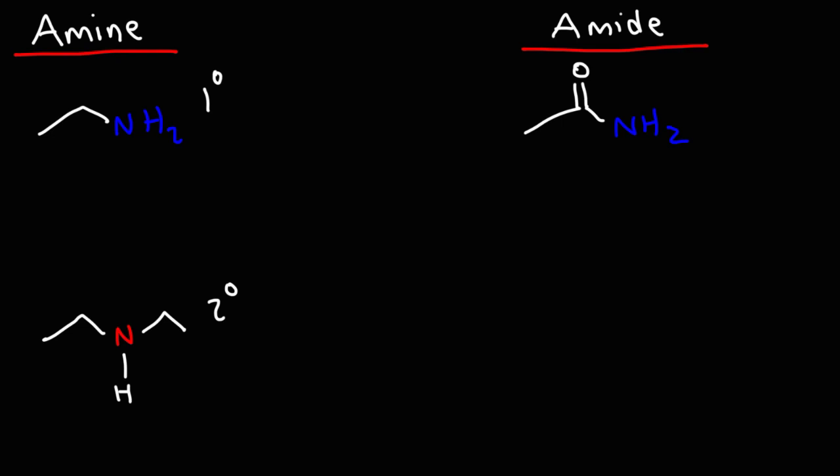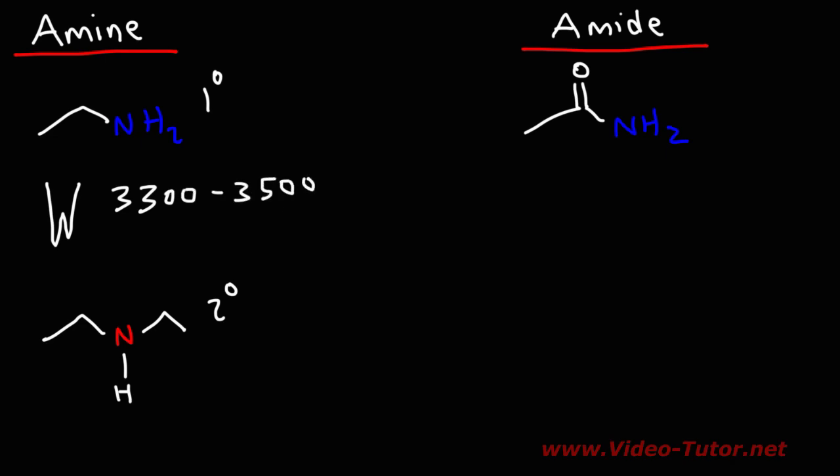Now let's talk about primary and secondary amines before we go into amides. Now the primary amine, which has two hydrogen atoms attached to the nitrogen atom, will show up as a double peak with a signal somewhere between 3300 and 3500. Now the secondary amine only has one hydrogen atom attached to the nitrogen atom. And so it's going to have a single peak between 3300 and 3500. So that's how you could distinguish the primary amine from a secondary amine.